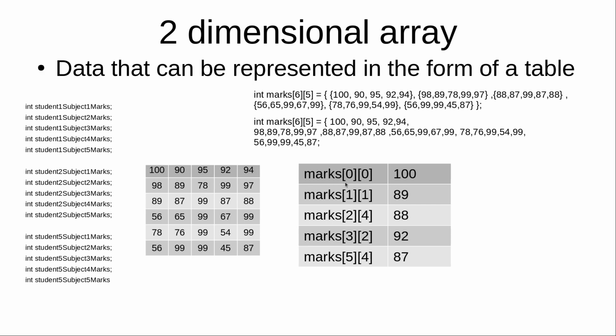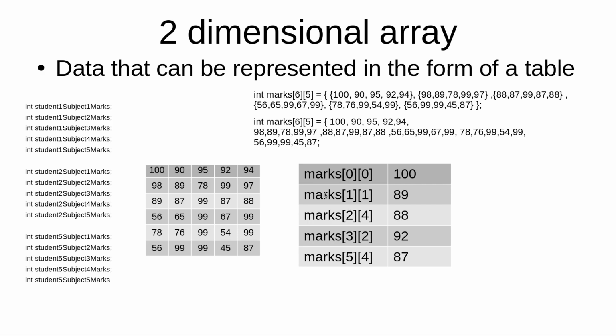So marks 0 of 0. Here the first one is the row number, and the second one is the column number. So the first row is actually named 0. This is the first row, 100, 90, 95, 92 and 94, and 0 represents this particular column. So what is marks 0 of 0? It is this particular value 100.